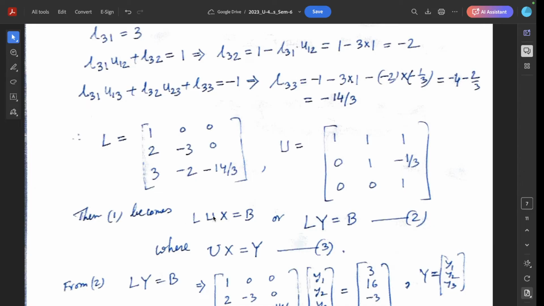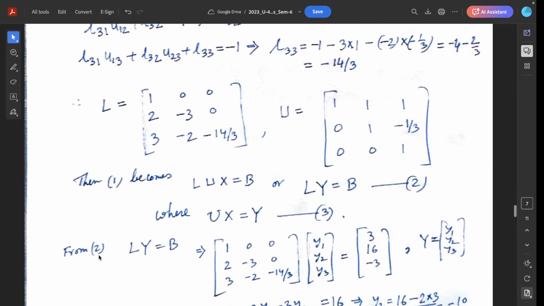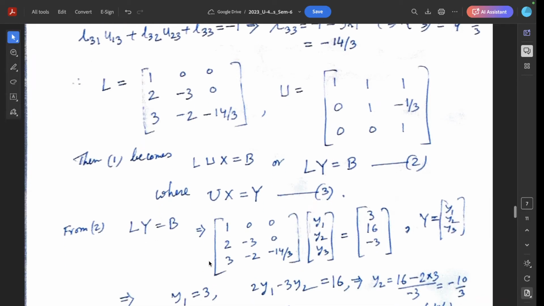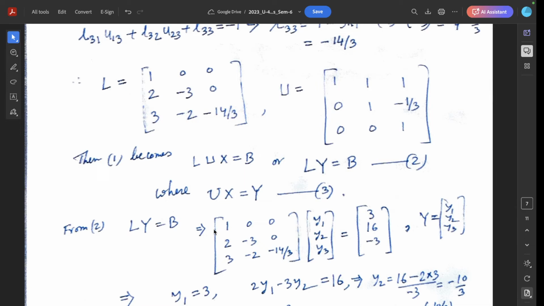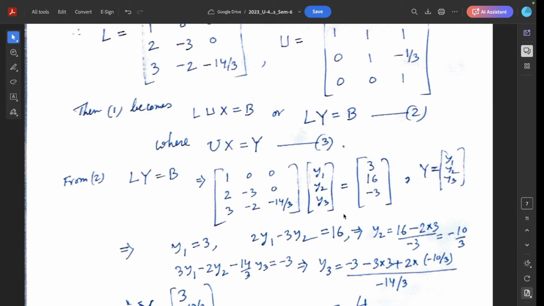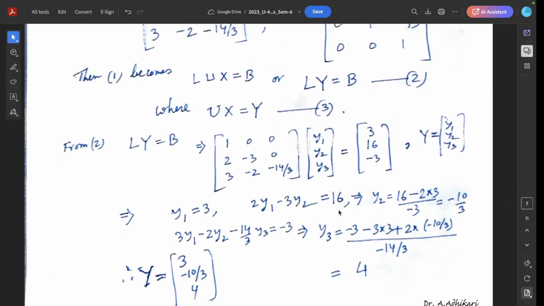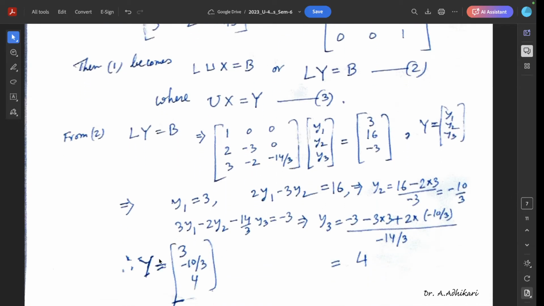Then (1) becomes LUX = B, that is, LY = B, where UX = Y. From (2), LY = B gives this matrix for L, and Y is the column matrix Y1, Y2, Y3, and B is 3, 16, minus 3. From simplification, we get the value of Y as 3, minus 10 by 3, 4.